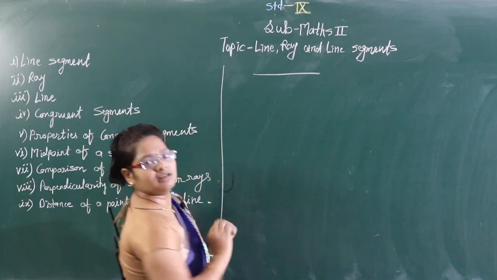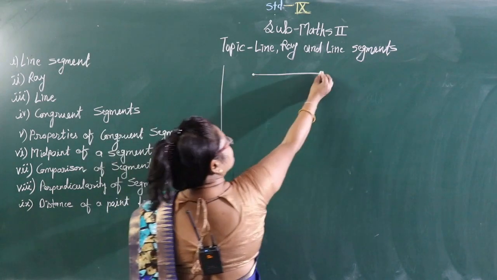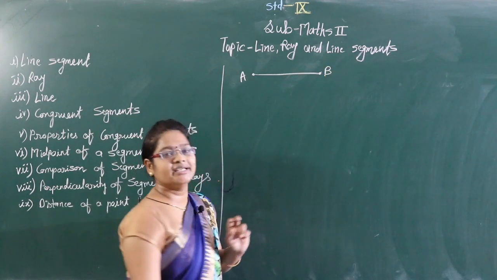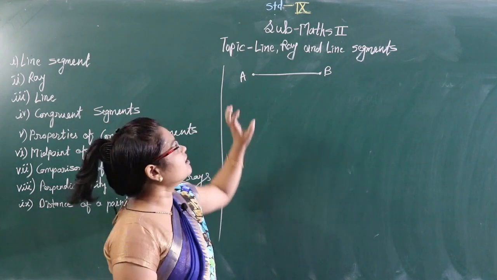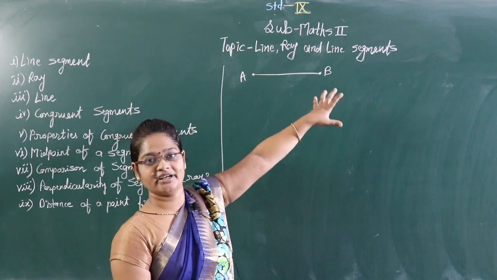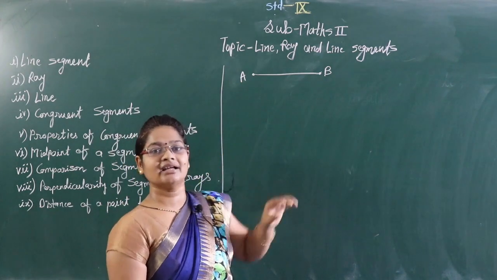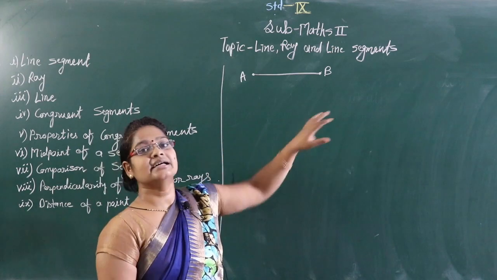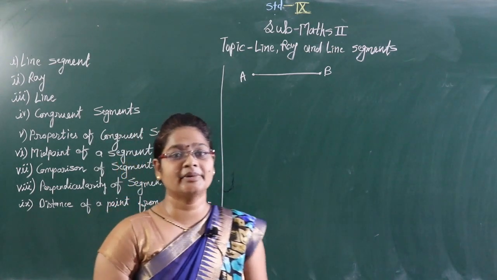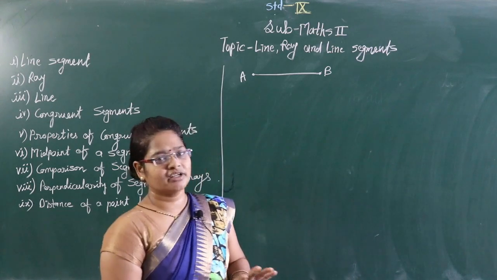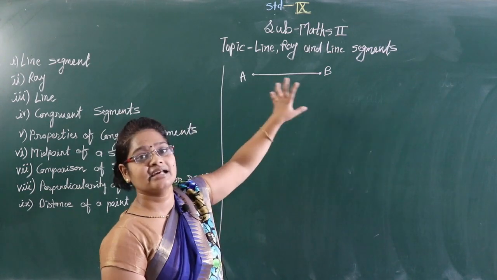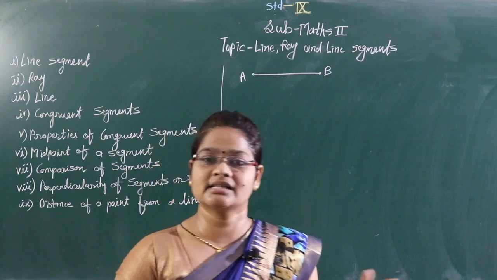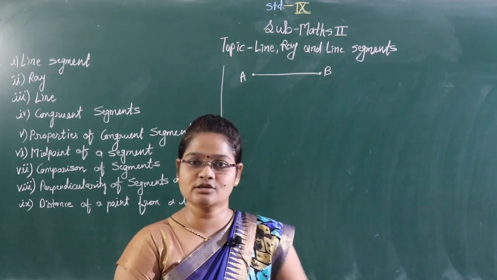If I draw a line, here it is point A and here it is point B. When a line has two endpoints on both the sides, then it is called a line segment. That is the simple definition. When a line has endpoints in both directions, it is called a line segment.